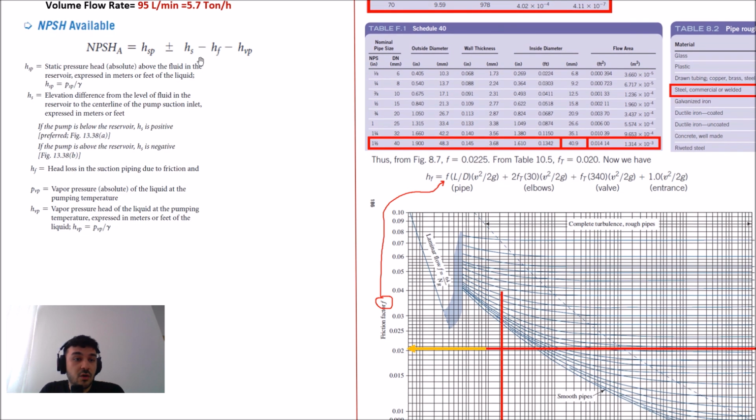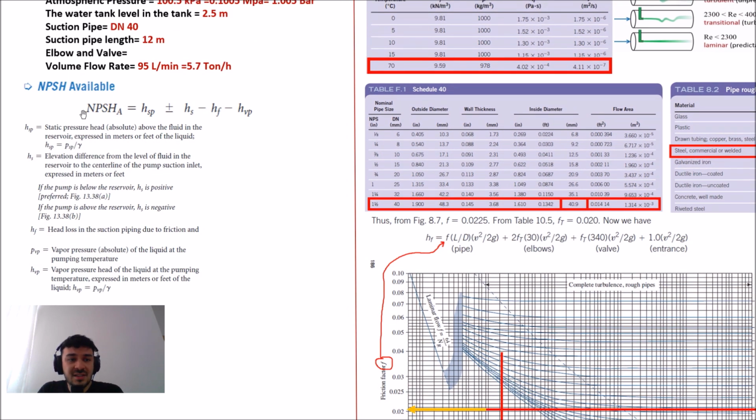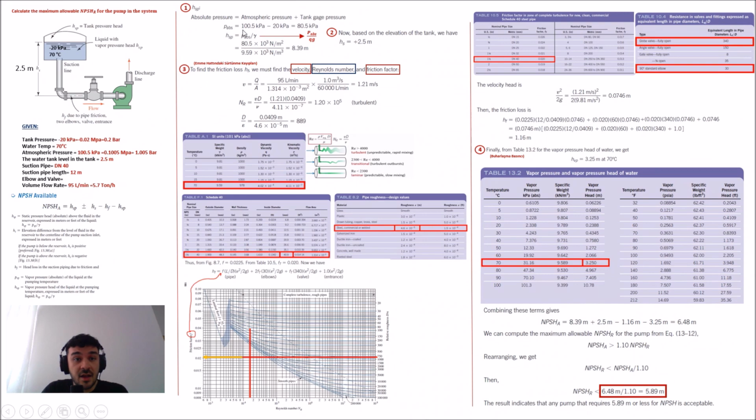Then what is the head loss in the suction piping due to friction? You have to calculate this value. And what is the vapor pressure head? You can easily understand that 4 parameters affect the NPSH value. Okay, let's get started to calculate the first one, the static pressure head.